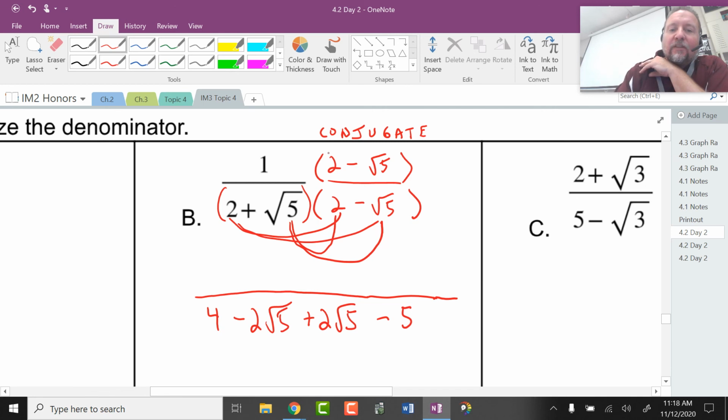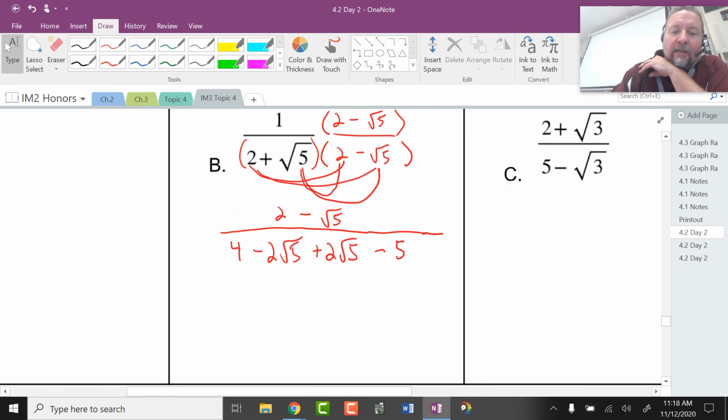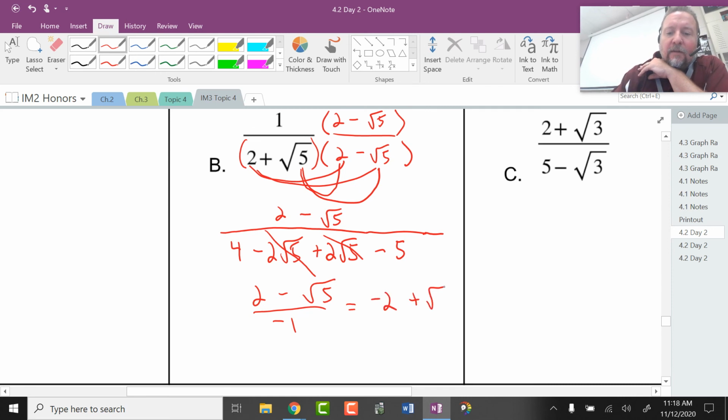Up on the top, just distribute, but 1 times anything is just this thing. And then you already said it. And then what did you accomplish? You got rid of the radical in the denominator. But we aren't going to take that answer. We have to distribute that division and write this like this. And that's a much cleaner answer at the end.